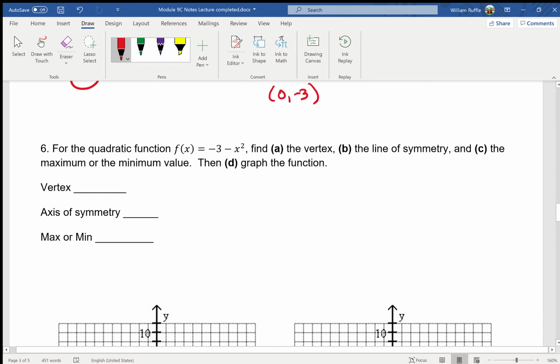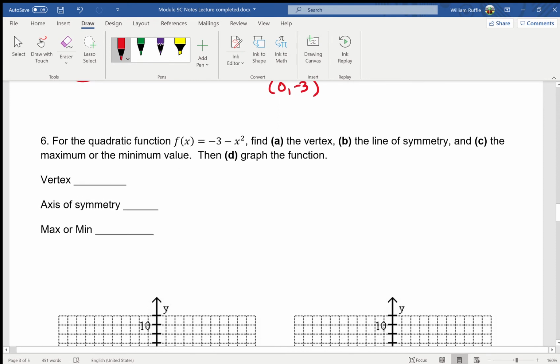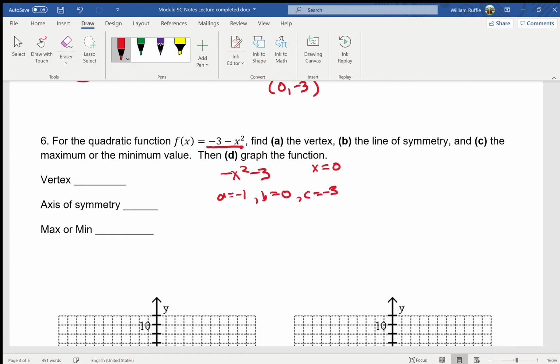There's another graph done. I'm hoping you're starting to get this a little better now. Here we have this next one. It's written backwards. It's really negative x squared minus 3. Now, we've already talked about when there's nothing in the parentheses, the vertex, the x value is always x equals 0. Now, just to prove that, in this question, a equals negative 1, there is no b, so that's 0, c equals negative 3.